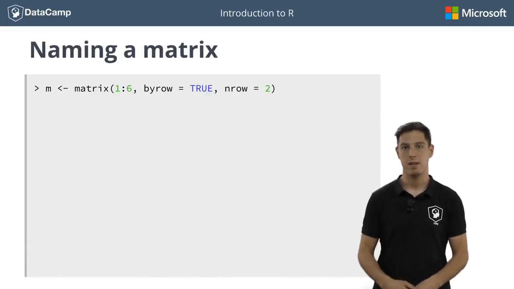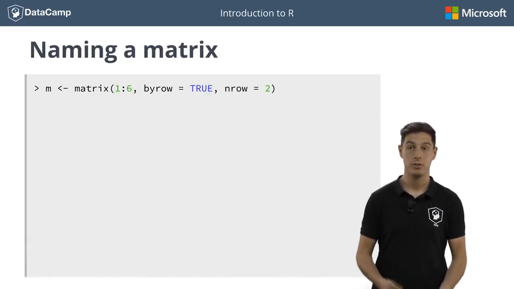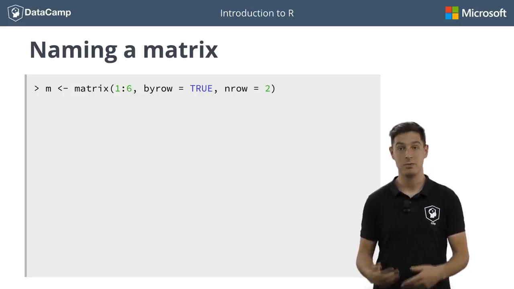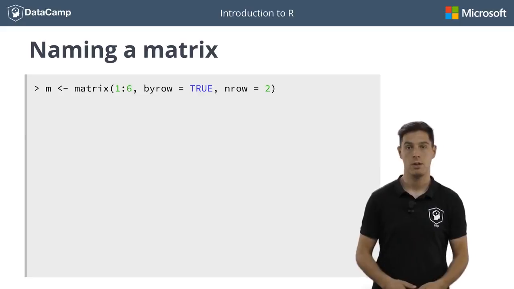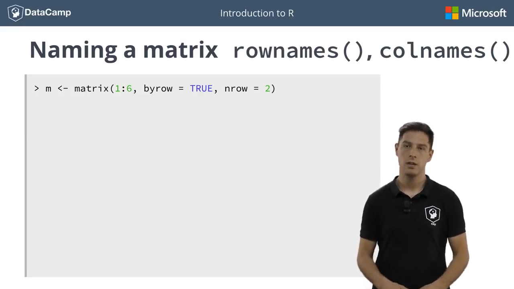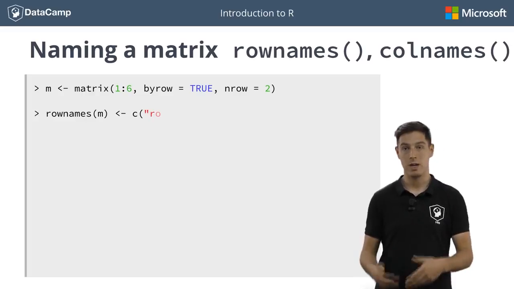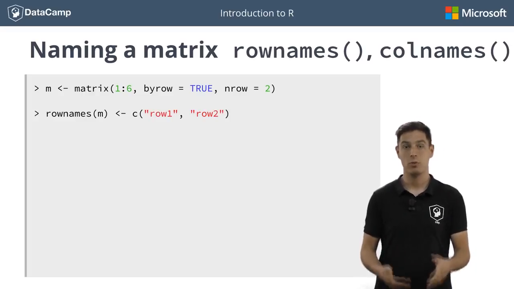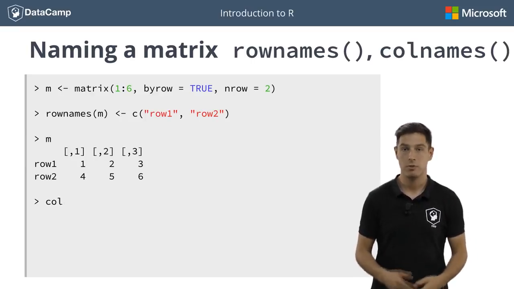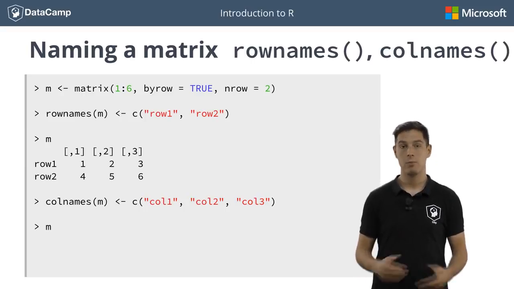Next up is naming the matrix. In the case of vectors, you simply use the names function. But in the case of matrices, you could assign names to both columns and rows. That's why R came up with the rownames and colnames functions. Their use is pretty straightforward. Retaking the matrix M from before, we can set the row names just the same way as we named vectors, but this time with the rownames function. Printing M showed that it worked. Setting the column names with a vector of length 3 gives us a fully named matrix.